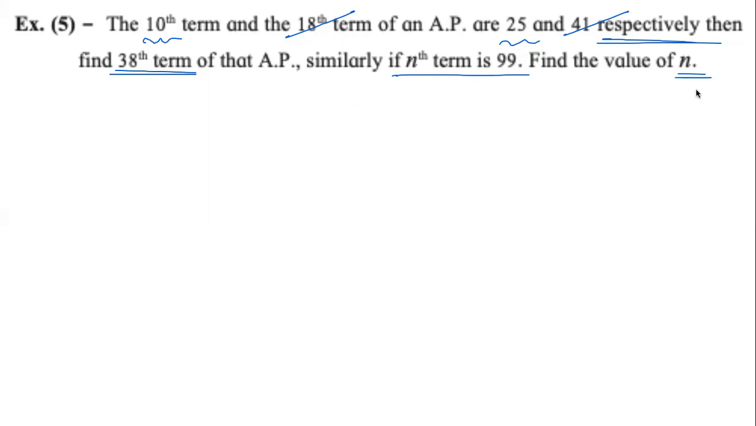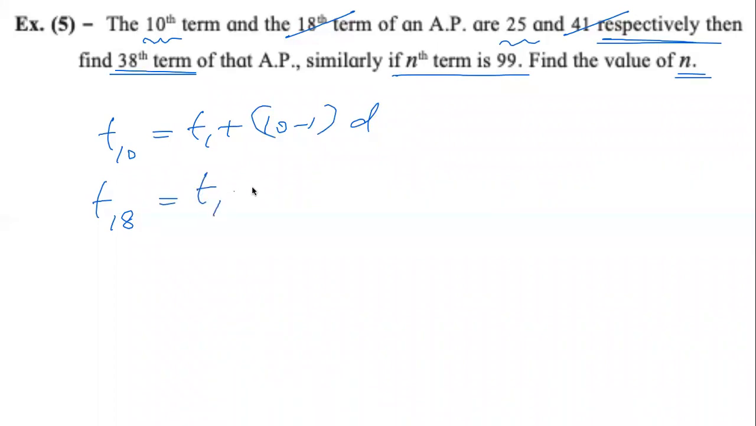It looks very difficult. It is not. We have to form an equation. We have to convert this into maths. So 10th term is T10. 18th term is T18. 10th term can be written as T1 plus 10 minus 1 into D. 18th term can be written as T1 plus 18 minus 1 into D. Correct? Now what are these?